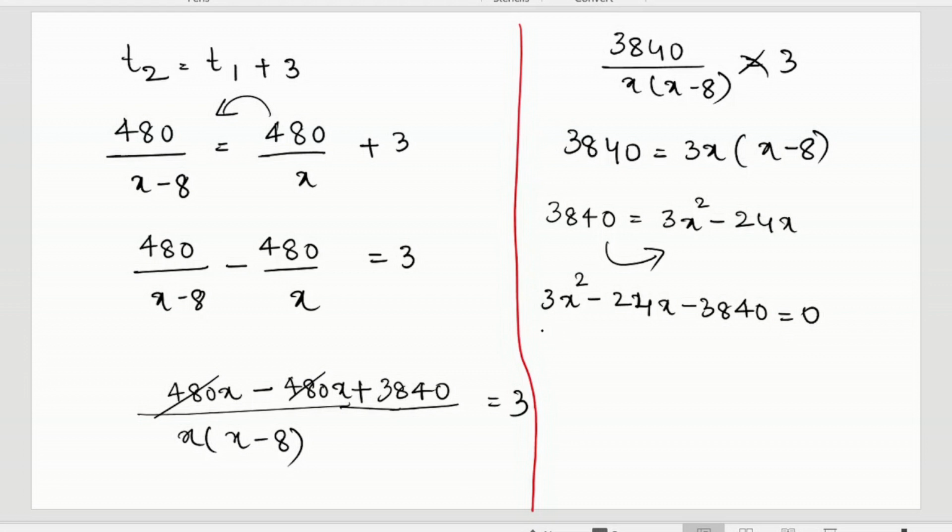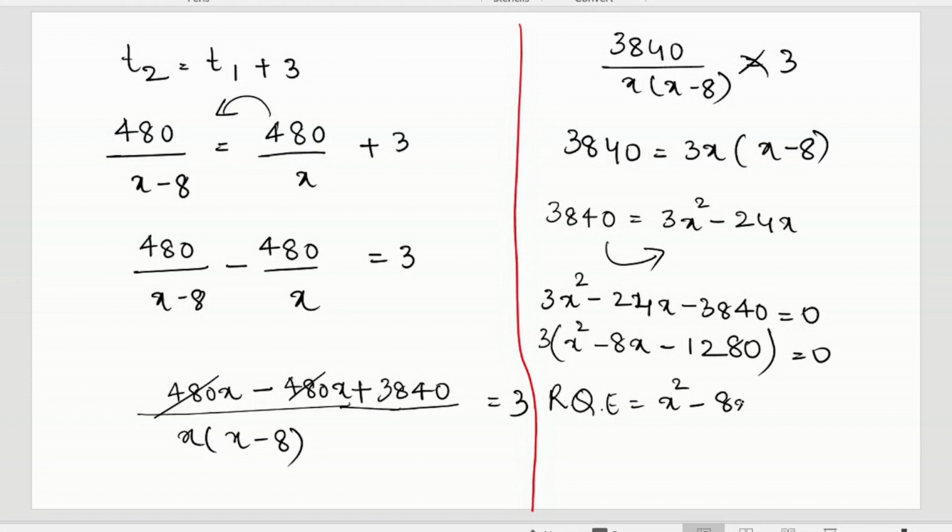Let us take 3 common. You will get x square minus 8x. This will be 3 ones are 3, 3 twos are 6, 3 eights are 24 and 0, is equal to 0. So therefore the required quadratic equation will be x square minus 8x minus 1280 is equal to 0.